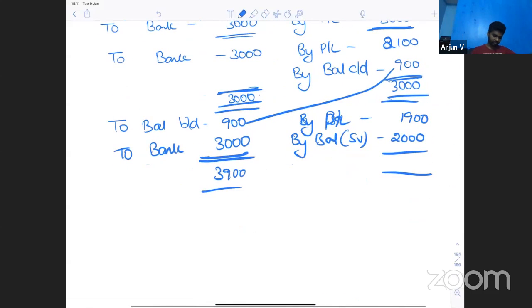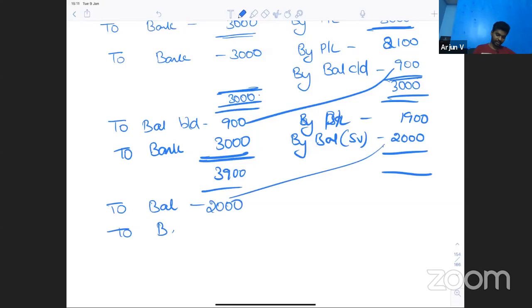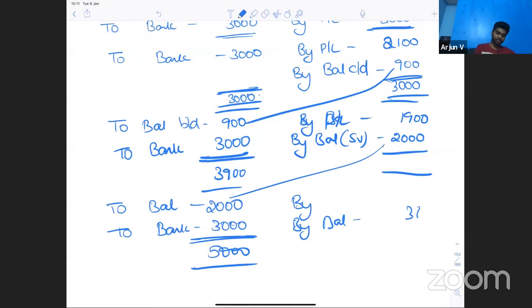Next, to balance 2000, you'll bring money again to bank 3000. Then you will go with the balancing figure, which is 3600. So by profit and loss account will become 1400.